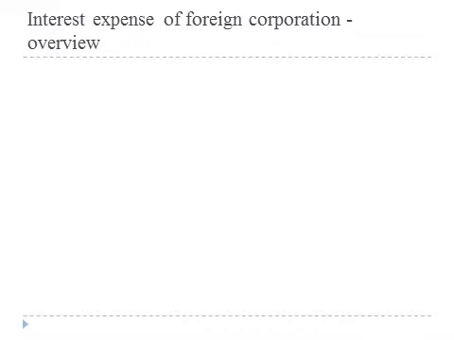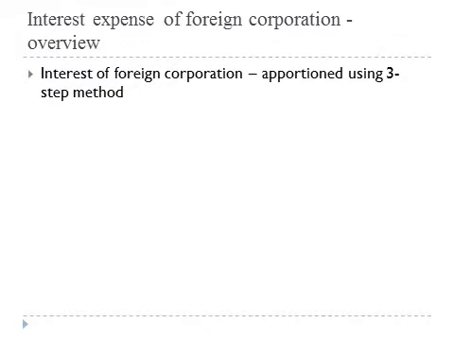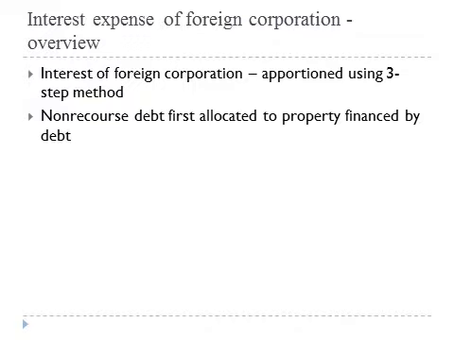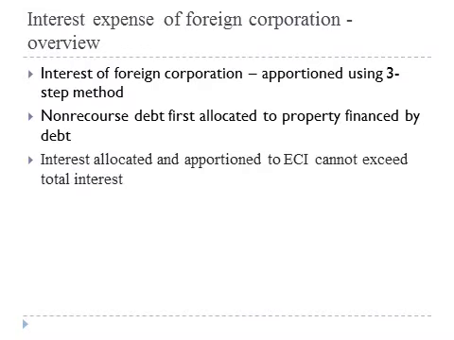Special rules apply to the apportionment of interest expense incurred by a foreign corporation engaged in business in the United States. Interest of a foreign corporation is apportioned to effectively connected income using a three-step process discussed in a later slide. Interest expense on non-recourse debt is allocated to income from property financed by that debt. Interest allocated and apportioned to effectively connected income cannot exceed the taxpayer's total interest for the year.